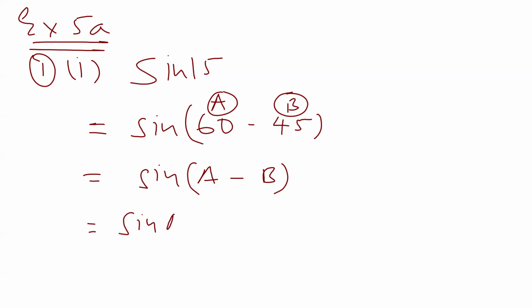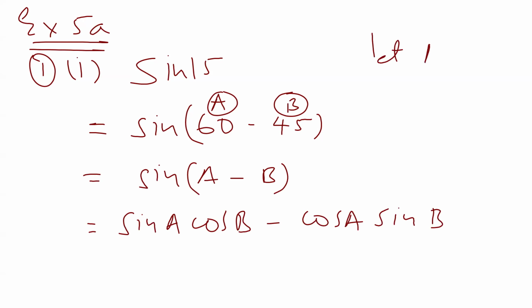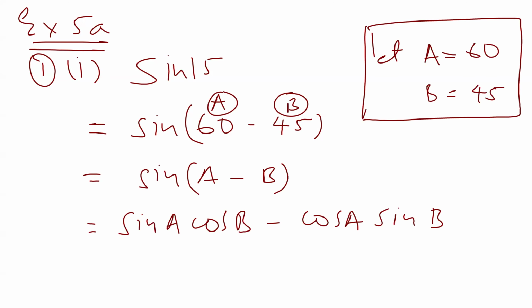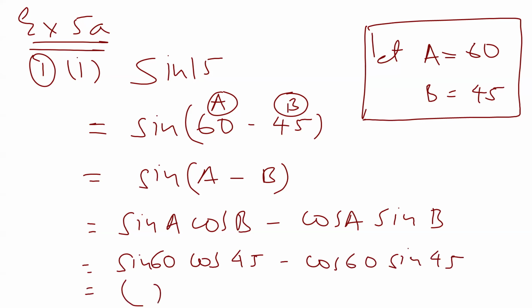So this is equal to sine A cos B minus cos A sine B. You can write this on your own, I will not write this again and again. You can also assume this as 60 and 45 directly, not a problem. So sine 60 cos 45 minus cos 60 sine 45. Put the values. I'll take a new page for this.